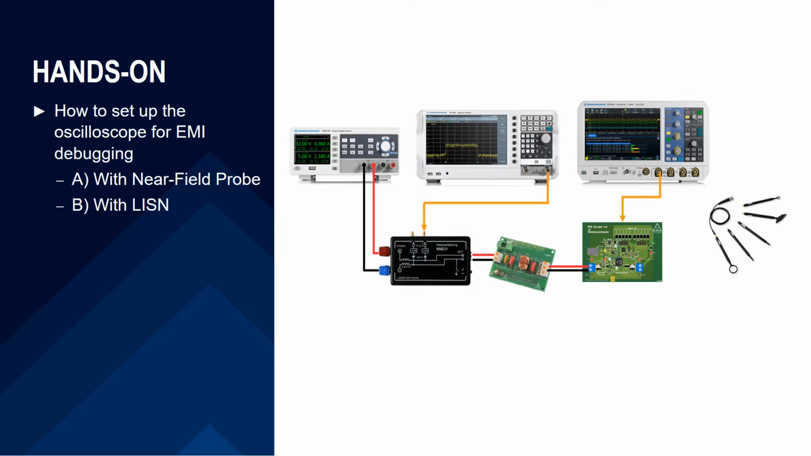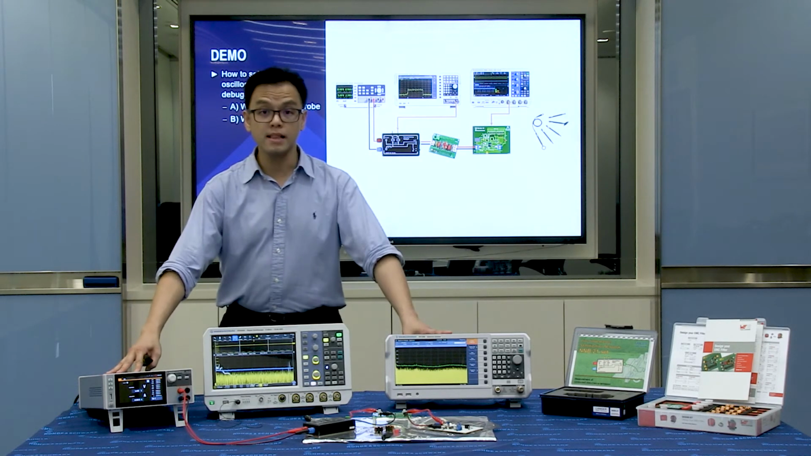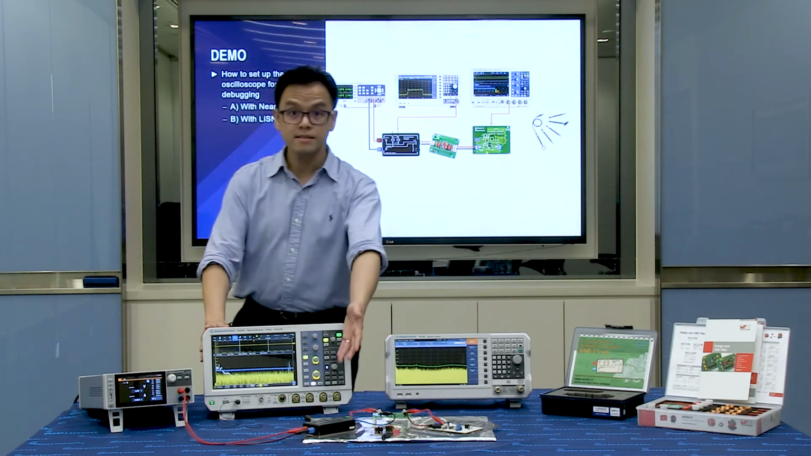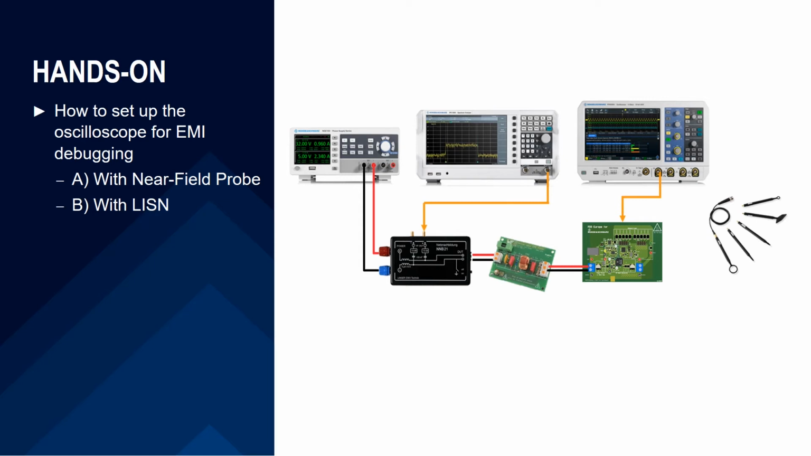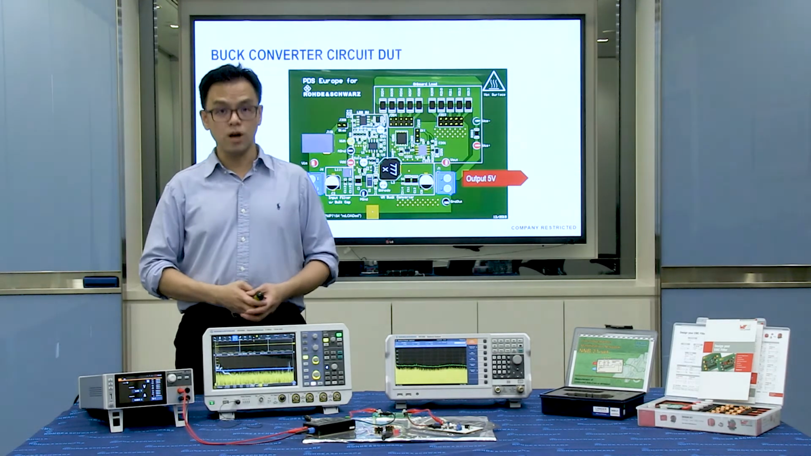Coming to the demo part, as you can see, my setup here consists of a power supply, a spectrum analyzer, and a scope. Then of course, there are accessories like the LISN, filter kit, and DUT. We will try out the measurement with a LISN for conducted measurement. Before we start, let's understand a little more on the DUT that we are testing on.